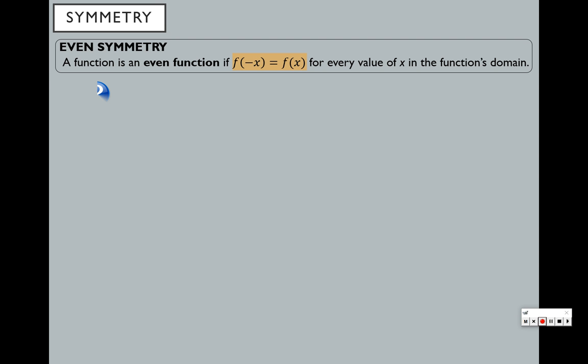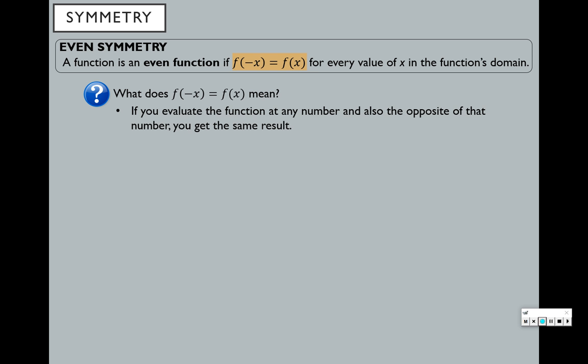To be even symmetry, if you plug in a negative x value, you'll get the same answer as if you plugged in the positive x value. Either one you plug in, you'll get the same answer. And what does this mean? I just explained that. If you evaluate the function at any number and also the opposite number, you'll get the same result. For example, f at -2 would give the same result as f at 2.